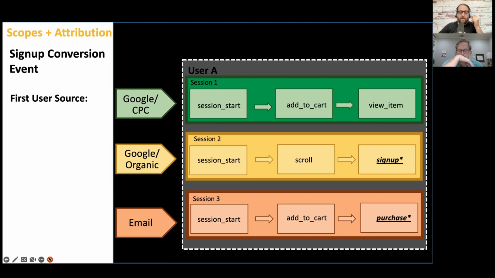So the answer is, because we're looking at the first user source, it's going to be Google Ads, because the user source is looking from the user perspective. This user A, what brought him to the site in the first place? Google Ad. He gets the credit.